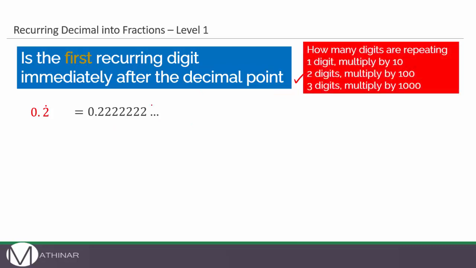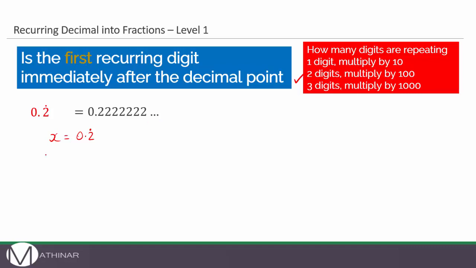Next, how many digits are repeating? Now if we've got 1 digit repeating, we multiply by 10, 2 digits we multiply by 100, and 3 digits we multiply by 1000. So let's just write down what we have. We have x equals 0.2 recurring. And how many digits are repeating? It's just 2, 2, 2, 2, 2, so it's just the 1 digit. So all we do is we multiply by 10.